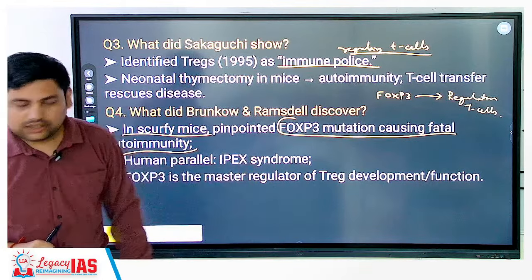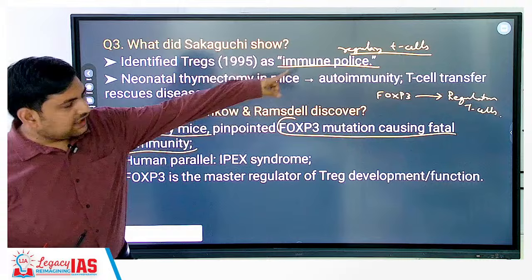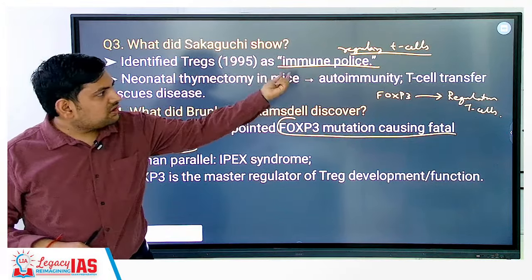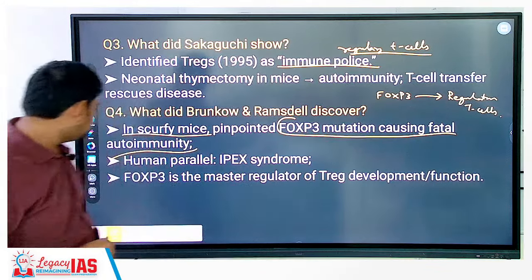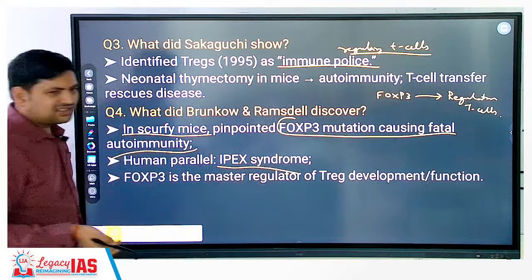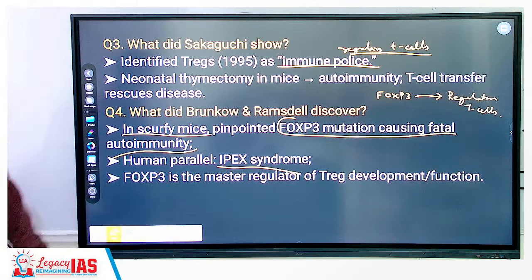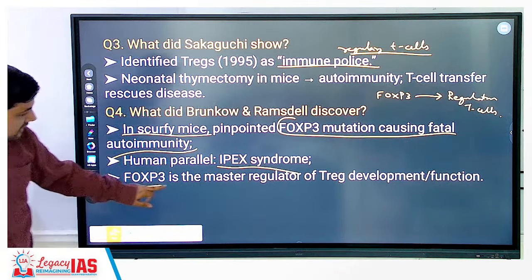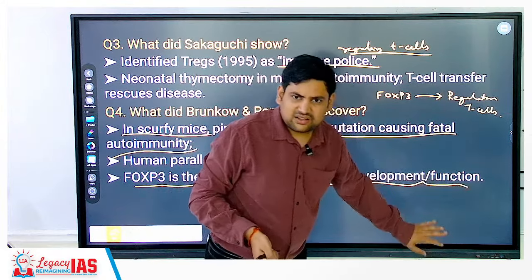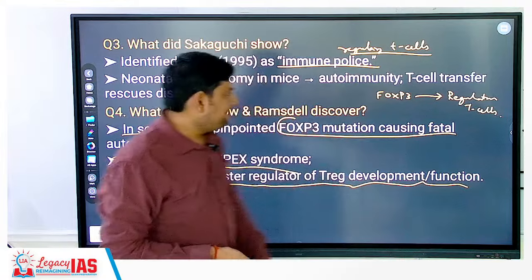This is what they did. So these two did this. He first discovered the immune police or regulatory T cells. Then, now you can have many IPEX syndrome or different diseases in humans because of this. Now, FOXP3 is the master regulator of Treg development and function. This you have understood. That's it.